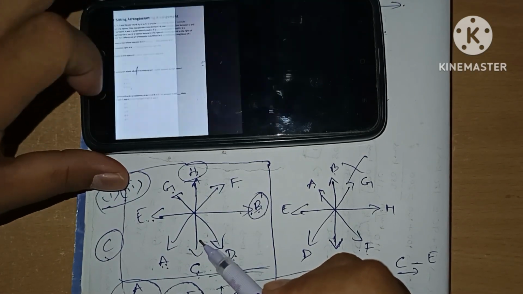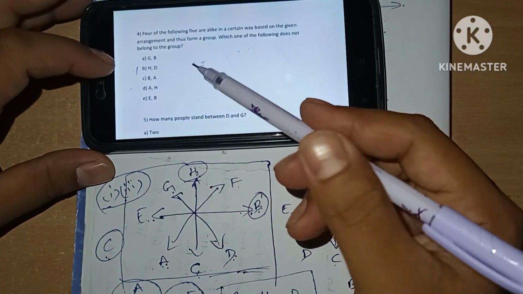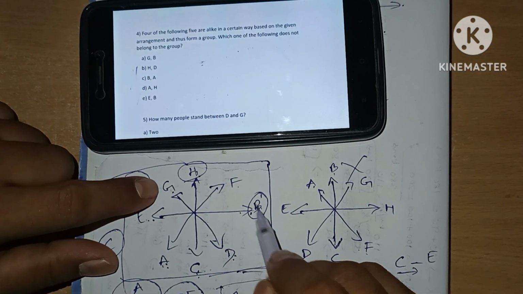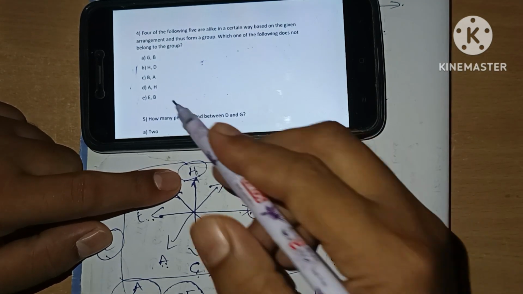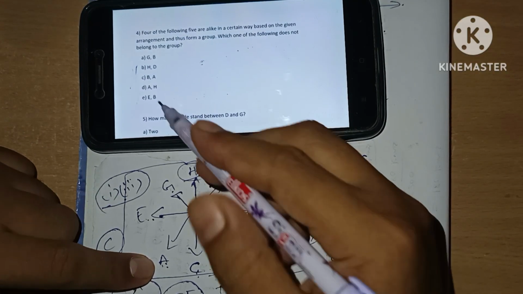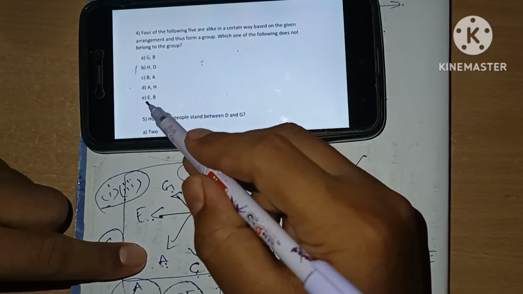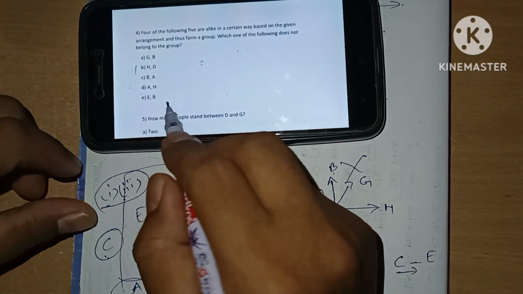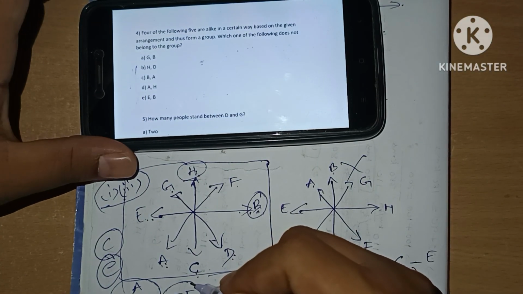Let's see the fourth question. 4 of the 5 are alike. So we need to find the odd one out. G and B. This is G and this is B. Two people between them. H and D. Two people between them. B and A. There are two people between them. A and H. There are two people between them. E and B. There are three people between them. So option E is our answer for this one.